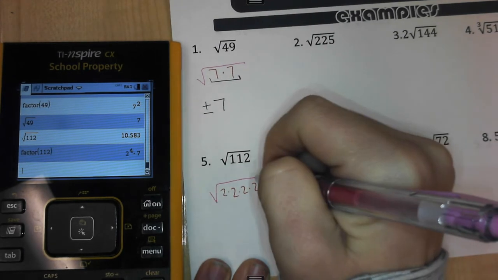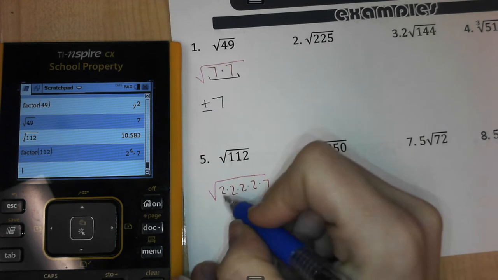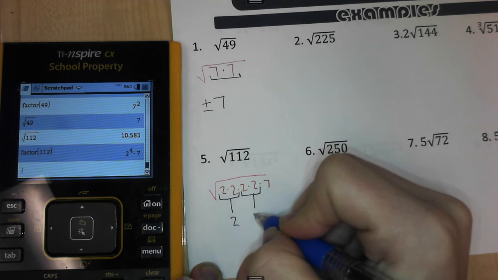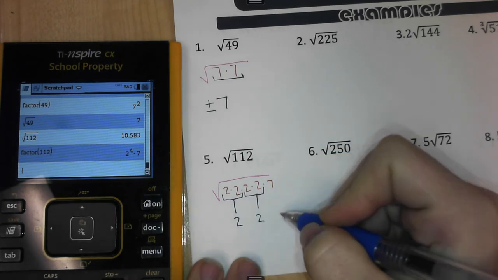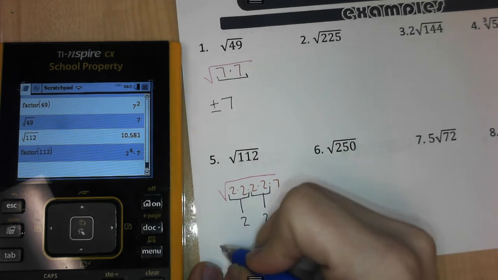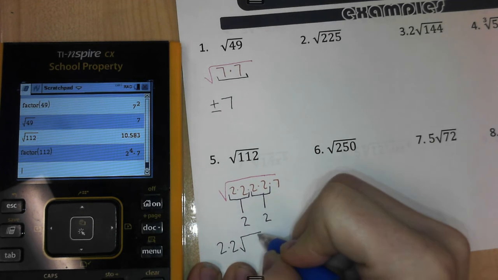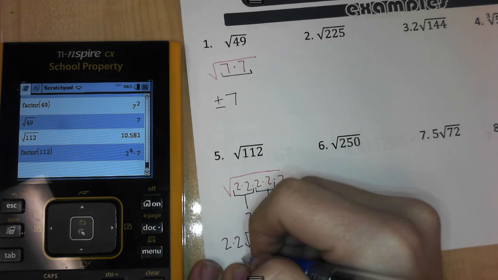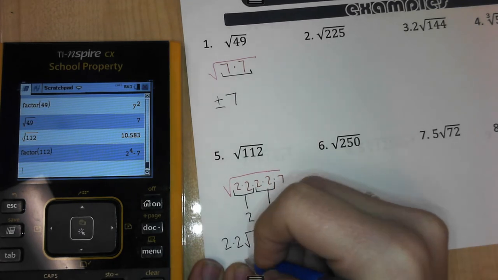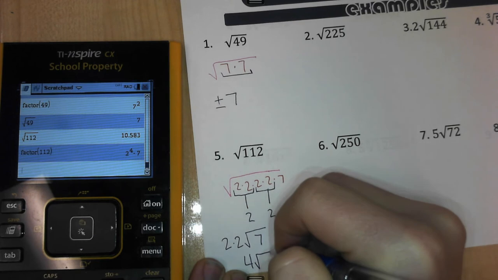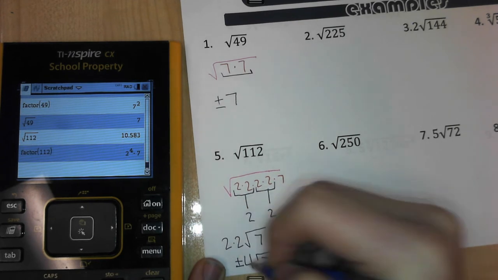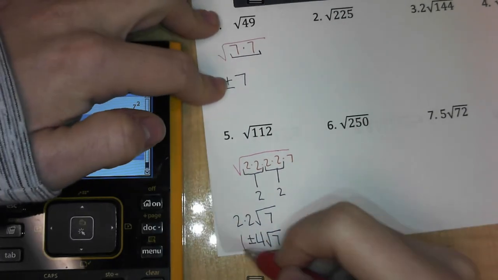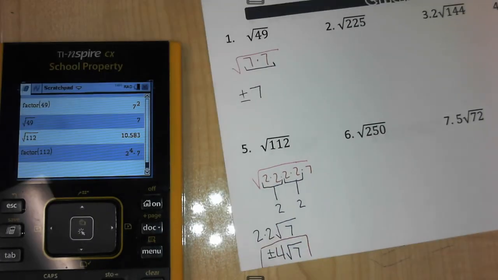Let's make that a little bit longer. So I'm pulling out the pairs. So we've got 1, 2, 1, 2, and I'm left with a 7 underneath. So pulling them out and putting these in front, left with 7 underneath. And I can multiply these out. So 2 times 2 is 4, plus or minus 4 square root of 7. This is going to be our radical in the simplest form.